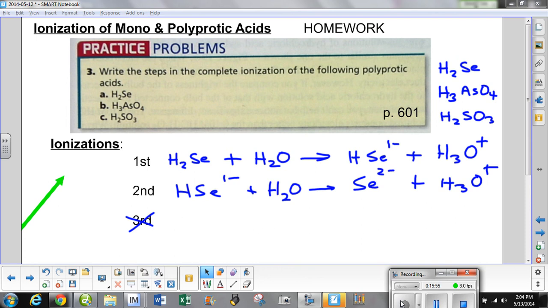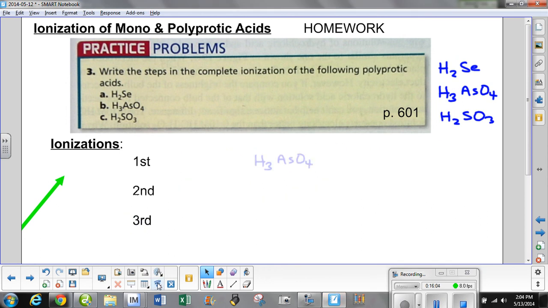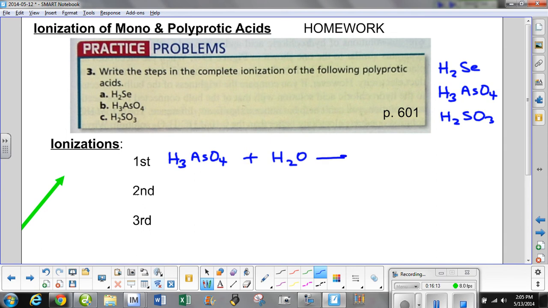And we can go on to the next one, and that's another one of the tough ones. How many ionizations are going to be on this guy? Yeah, 3 hydrogens. Each ionization taking a hydrogen over to water, giving you 1 less hydrogen. H2AsO4 is the base ion. You know what the charge on that AsO4 is? This is a 1 minus now, but what is it when it's all alone? It's a 3 minus, yes. And then of course we get the hydronium ion.